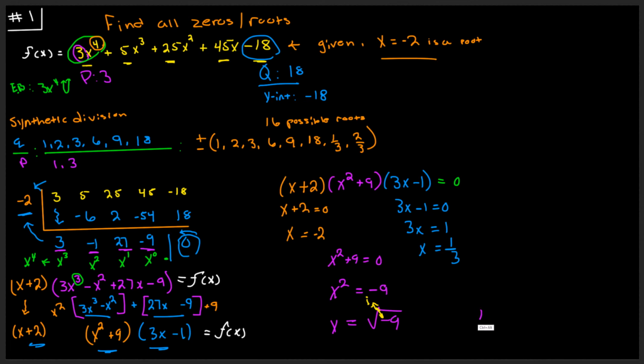Actually, sorry, I think I wrote this backwards. The negative will come out as i, and your 9 will come out as a 3. And you will have positive or negative 3i. Sorry. So x equals positive or negative 3i. So let's go ahead and write all of these together now. x equals negative 2, positive 3i, negative 3i, and 1/3.